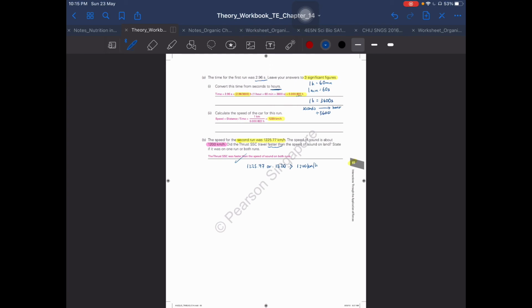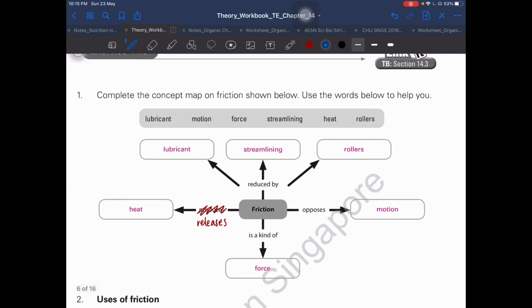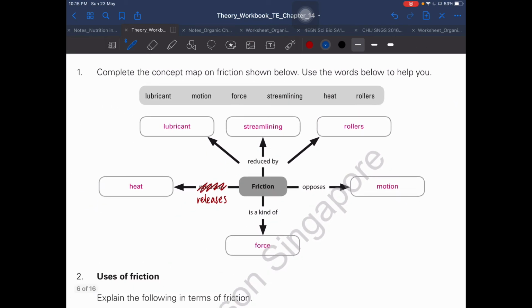Alright, let's move on to the last page, page 66, where we are talking about friction. The concept of friction over here is something that we have talked about in class quite a lot, about what can be used to reduce it and what could be some of the things generated through friction. Just want to point out one typo in the workbook. You cannot produce heat, because based on our understanding of energy, energy can neither be created nor destroyed. So we don't use the words produce heat, but the process can release heat.